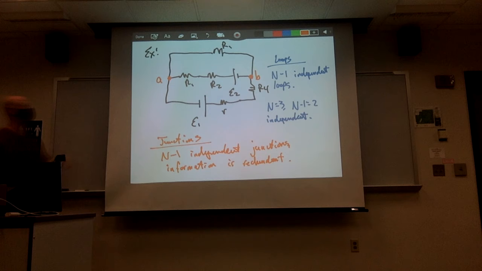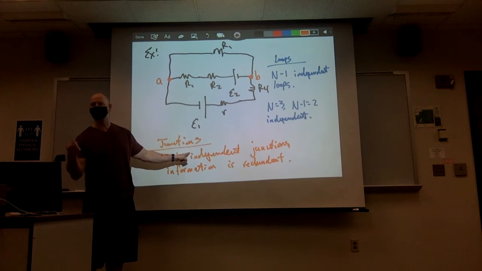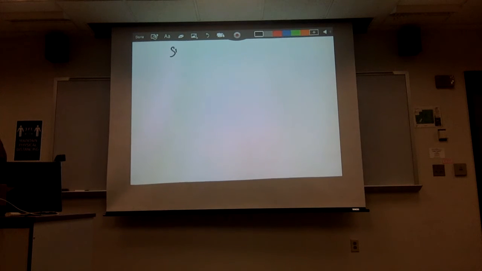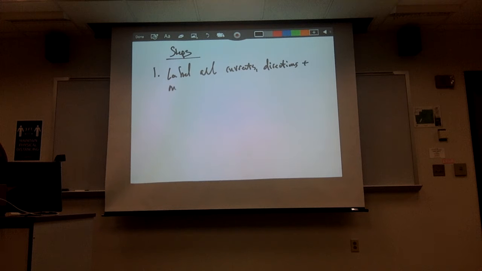All of this just comes off of the loop rule, the junction rule, and those handful of sign conventions. So how does this work? Let's write down some steps. Step number 1 is we're going to label all currents. So what does that mean? We're going to write down the directions and magnitudes of the currents.